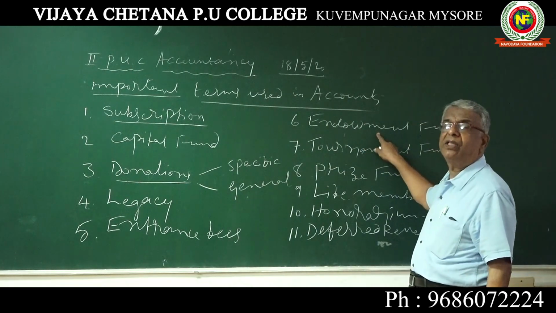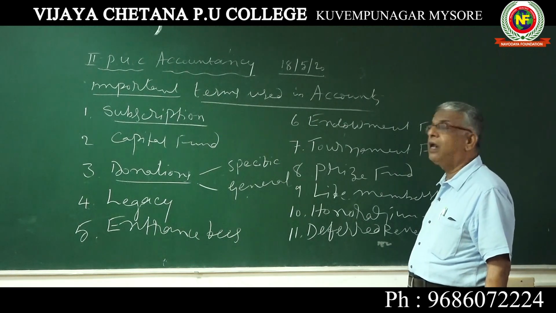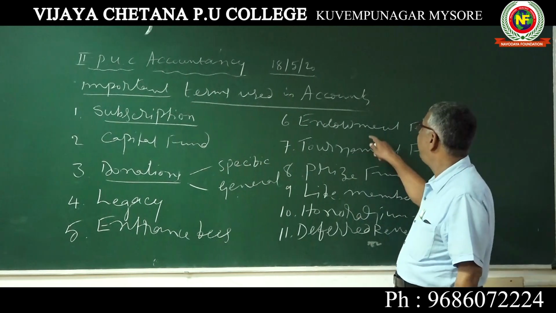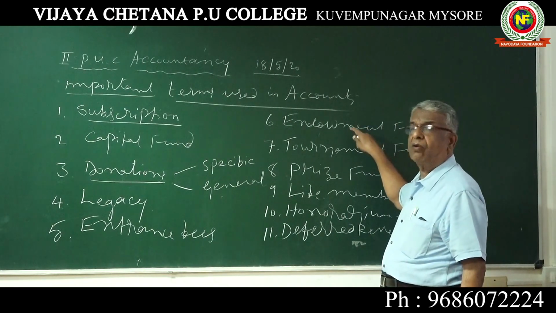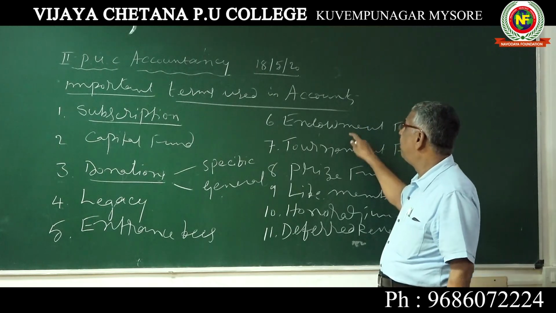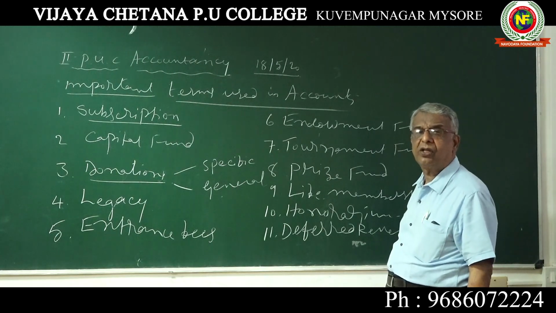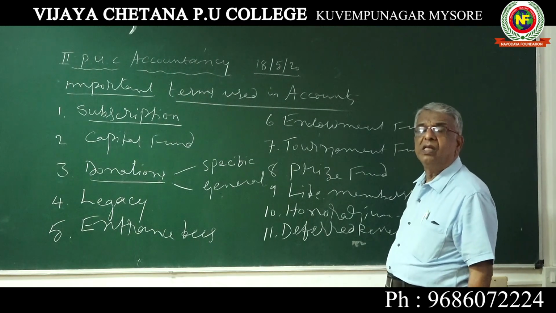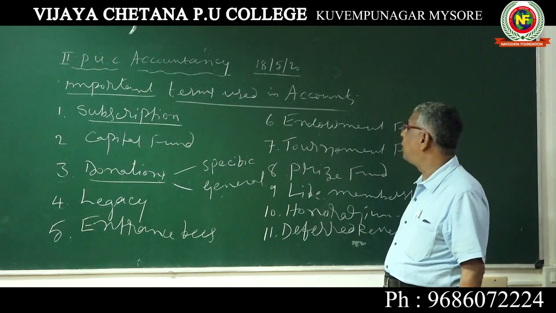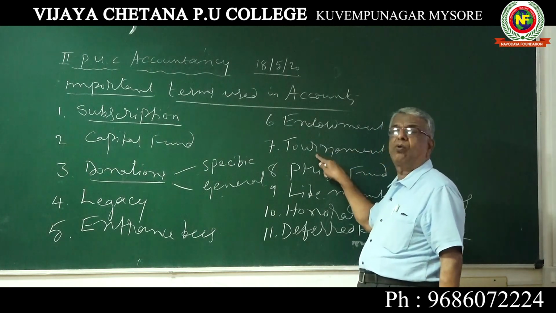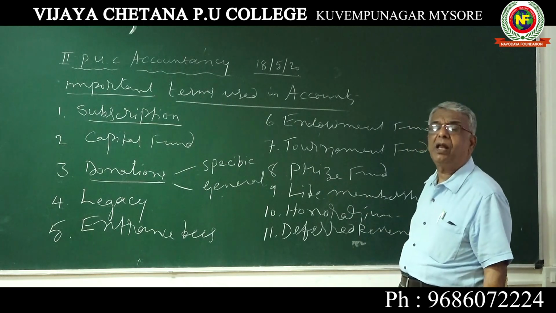Likewise, endowment fund. Suppose any endowment fund is given, that cannot be used for other purposes. If any amount is spent out of this endowment fund, we have to deduct it and show the balance in the balance sheet. And likewise, tournament fund. It is a fund created by a not-for-profit organization to conduct tours. If any amount is spent to conduct the tour, that amount has to be deducted from the tournament fund and the balance amount has to be shown in the balance sheet. Prize fund is also a capital item.